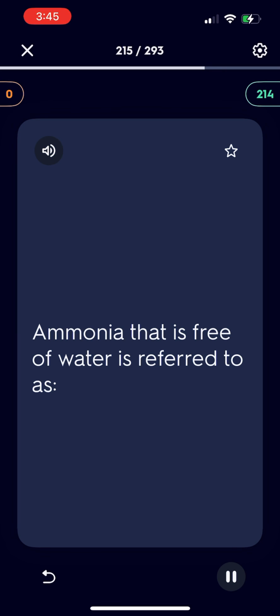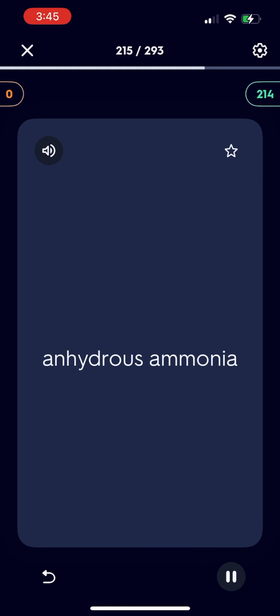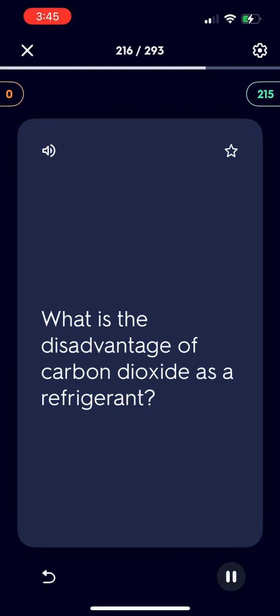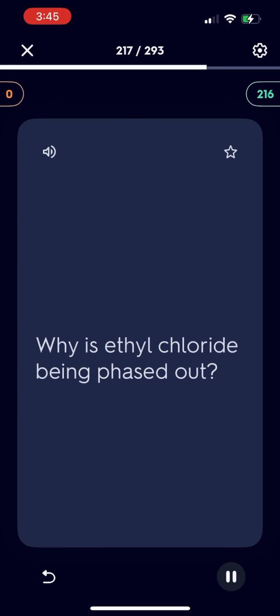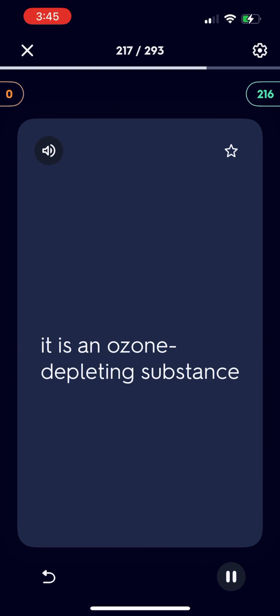Ammonia that is free of water is referred to as anhydrous ammonia. What is the disadvantage of carbon dioxide as a refrigerant? It requires extremely high head and suction pressures. Why is ethyl chloride being phased out? It is an ozone-depleting substance.